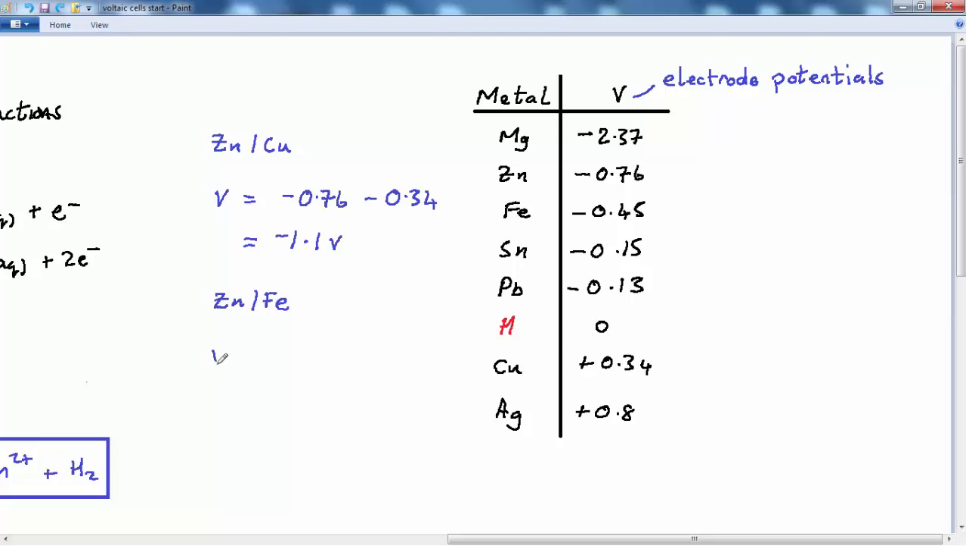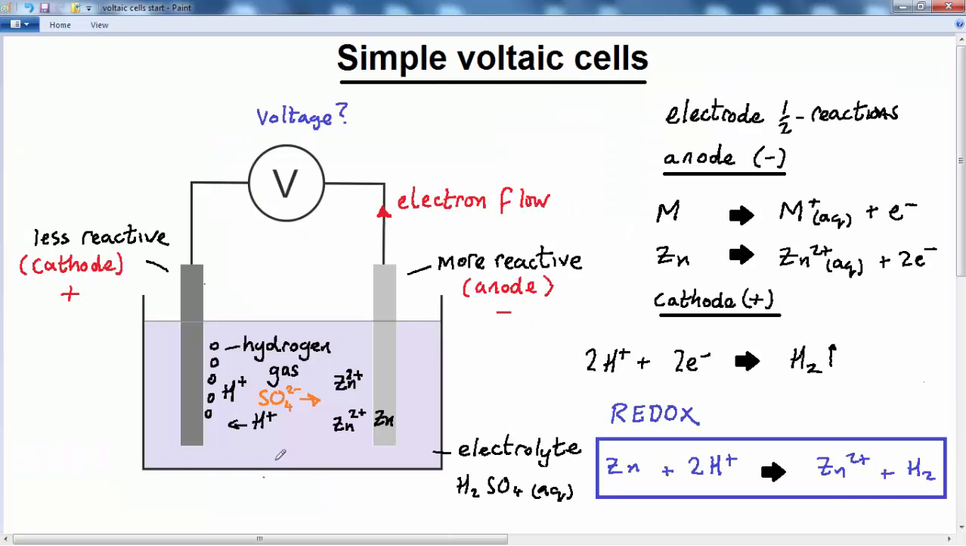In this case, the voltage would be minus 0.76 minus minus 0.45, which would be equal to minus 0.31 volts. Now then, with regard to this simple voltaic cell, it does have some drawbacks. While it can produce a voltage, it isn't really able to produce a very large current. It's quite impractical, and we're going to have a look at the drawbacks with regard to this type of cell in the following lesson.